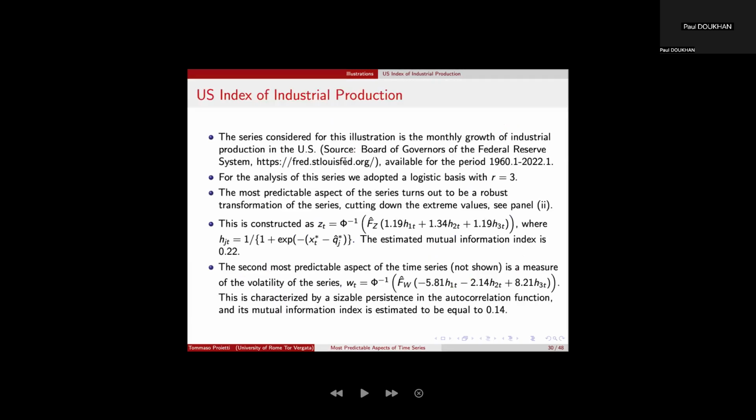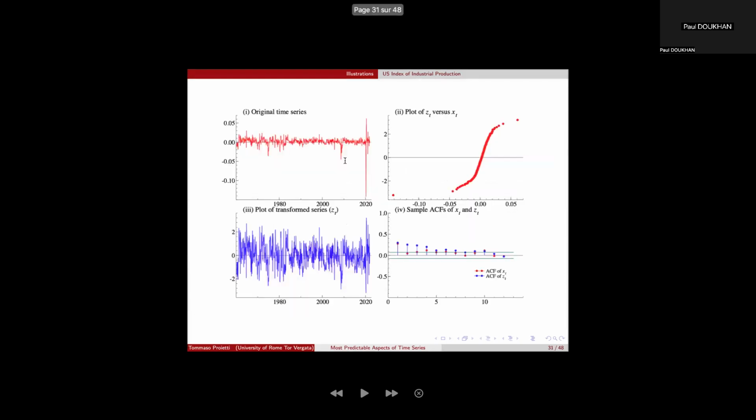In this case, there is also a second most predictable aspect, which is relevant, and it is the volatility of the time series. The most predictable aspect was sort of a level, a robustified level, because of the logistic function that I'm using. This is a contrast, so it's more of volatility. Exactly, volatility. So you can make money with this.